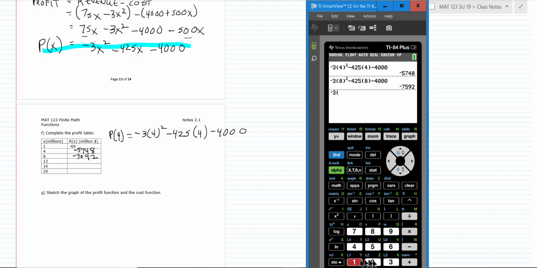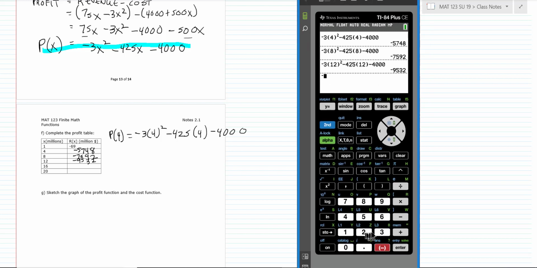Negative 3 times 12 to the second, minus 425 times 12, minus $4,000. Okay, so still negative. Okay, and then we'll do 2 more. Do the 16. So negative 3 times 16.